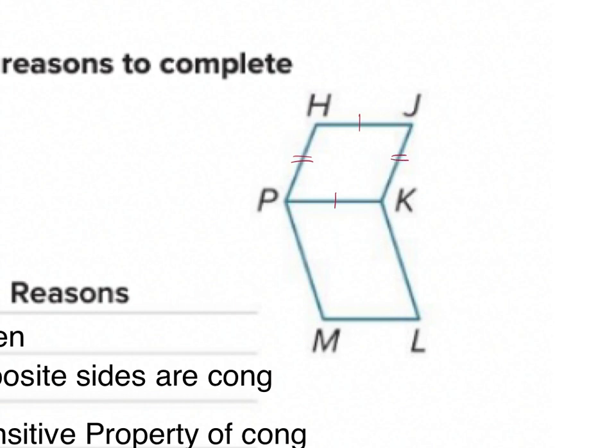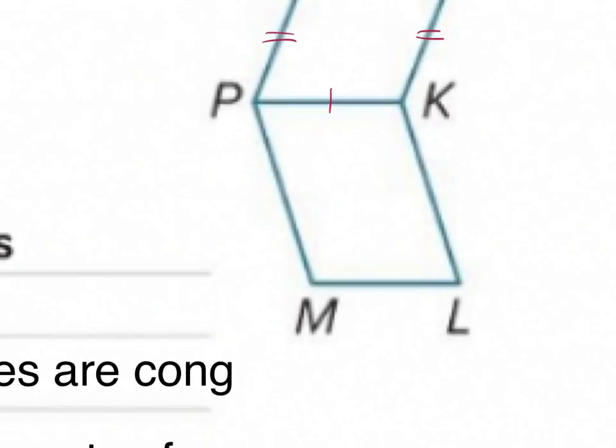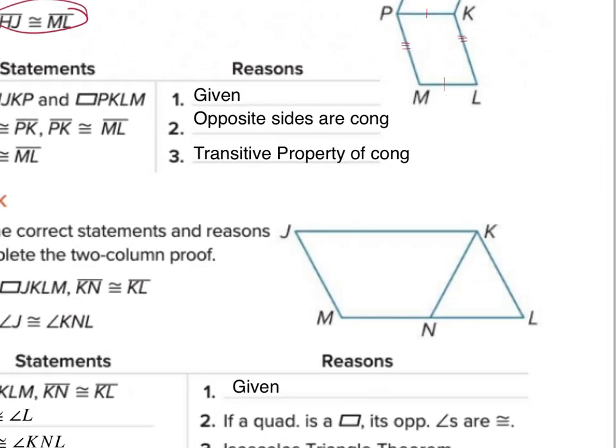And now, if I focus on the PKML, opposite sides are congruent. If these two are congruent, now if I look, I can turn around and say, well, according to the properties of parallelograms, it looks like HJ is the same length as ML. I don't know what that length is, but according to my tick marks, they're congruent based on those properties. This, of course, is not necessarily congruent to anything other than those two. We don't know for sure. But definitely HJ is congruent to ML based on those definitions.